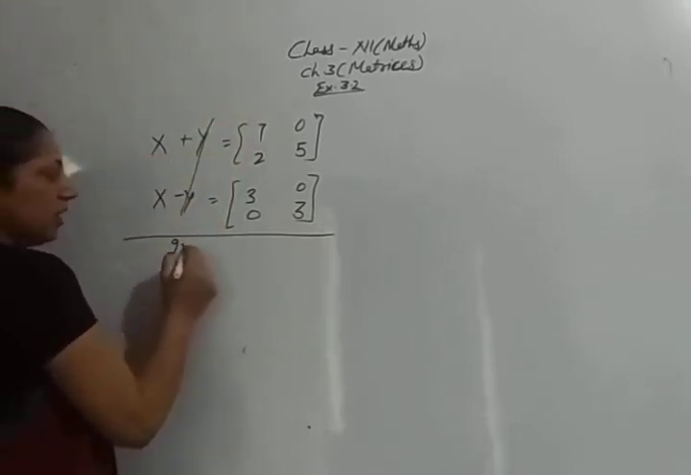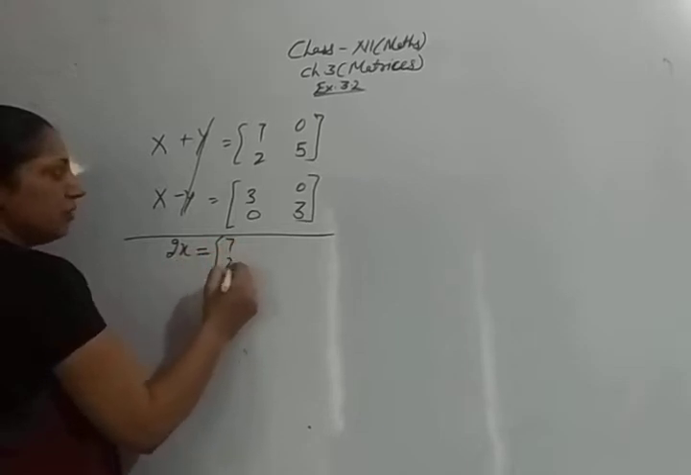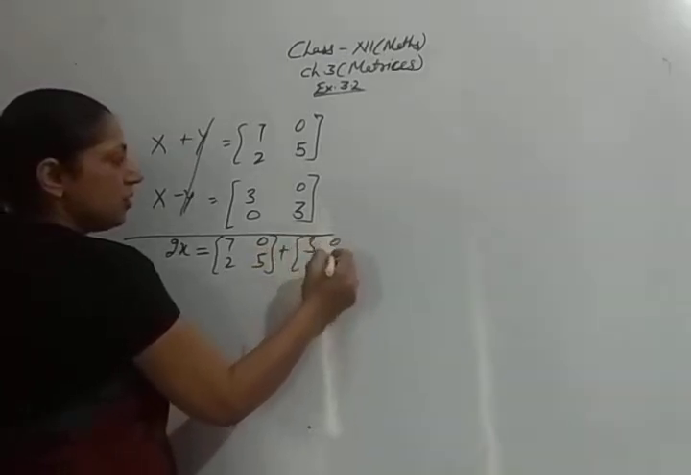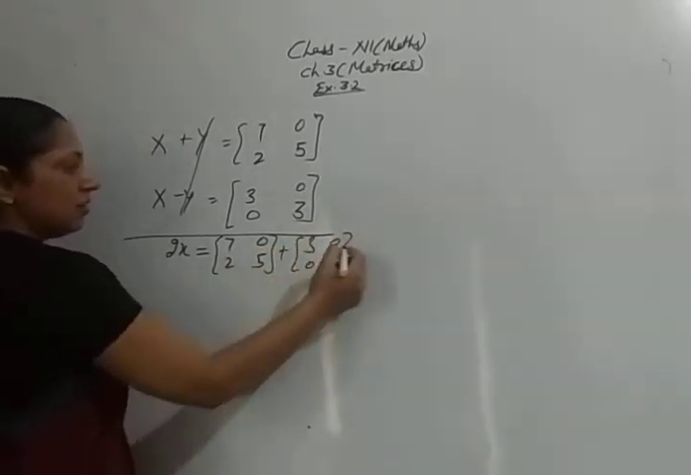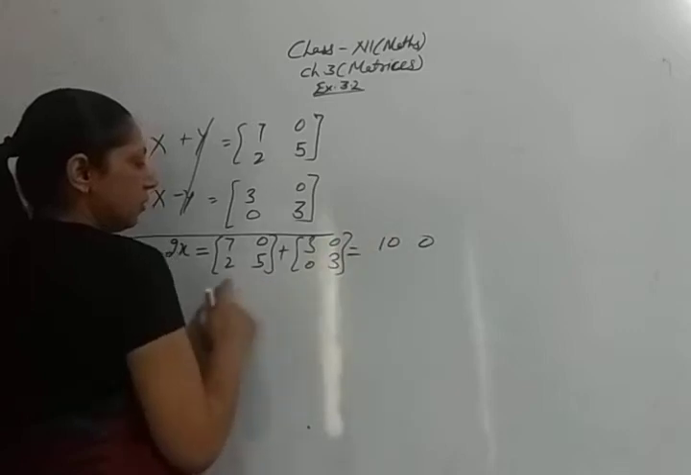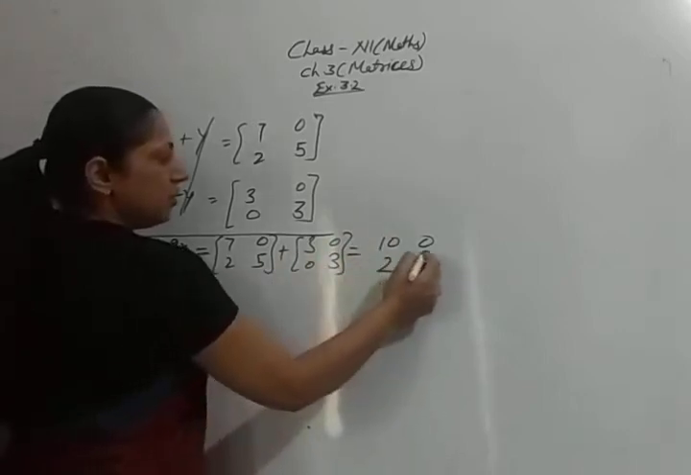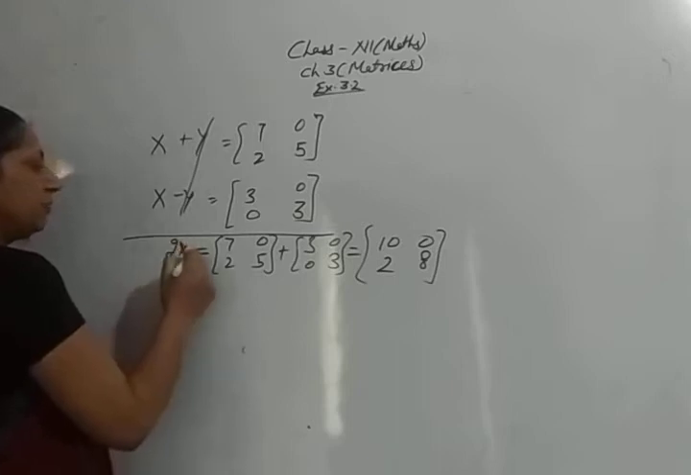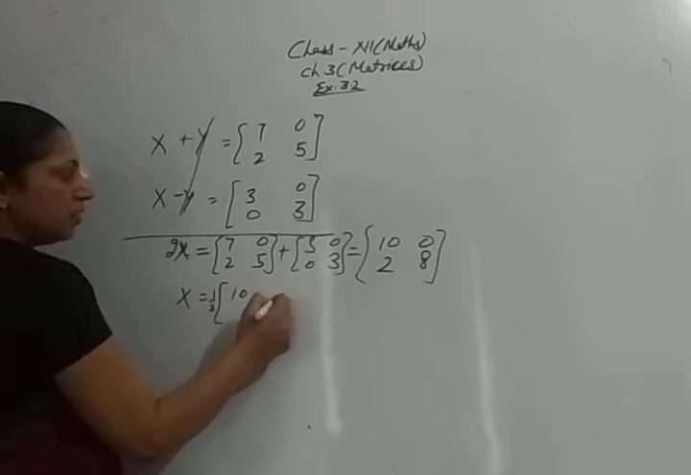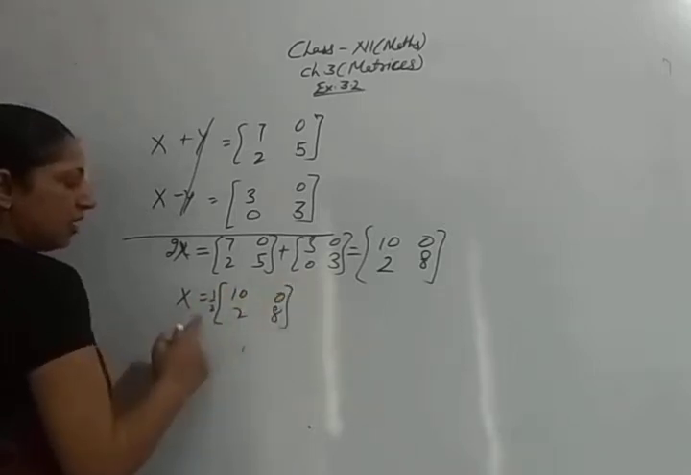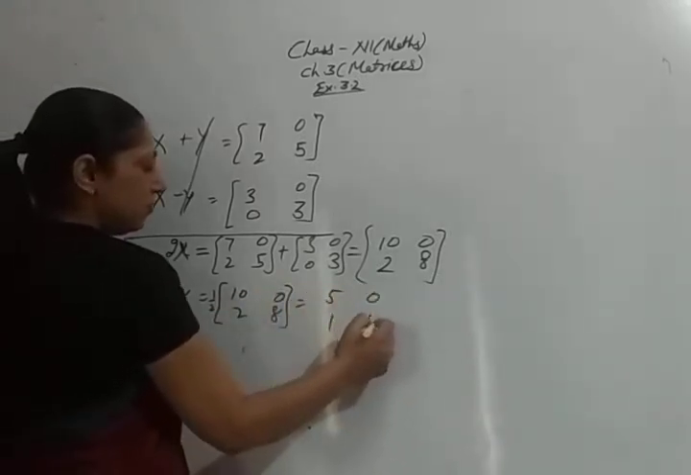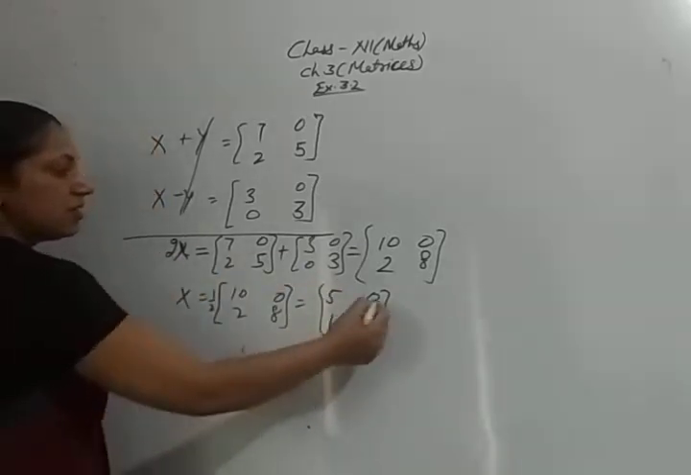x plus x, 2x is equal to [7, 0; 2, 5] plus [3, 0; 0, 3]. Now add: this is equal to [10, 0; 2, 8]. Now 2 is multiplied on the left side, so on the right side it will be divided, so x is equal to 1 upon 2 times [10, 0; 2, 8]. Now multiply half with this, that is equal to [5, 0; 1, 4]. So this is the value of x.